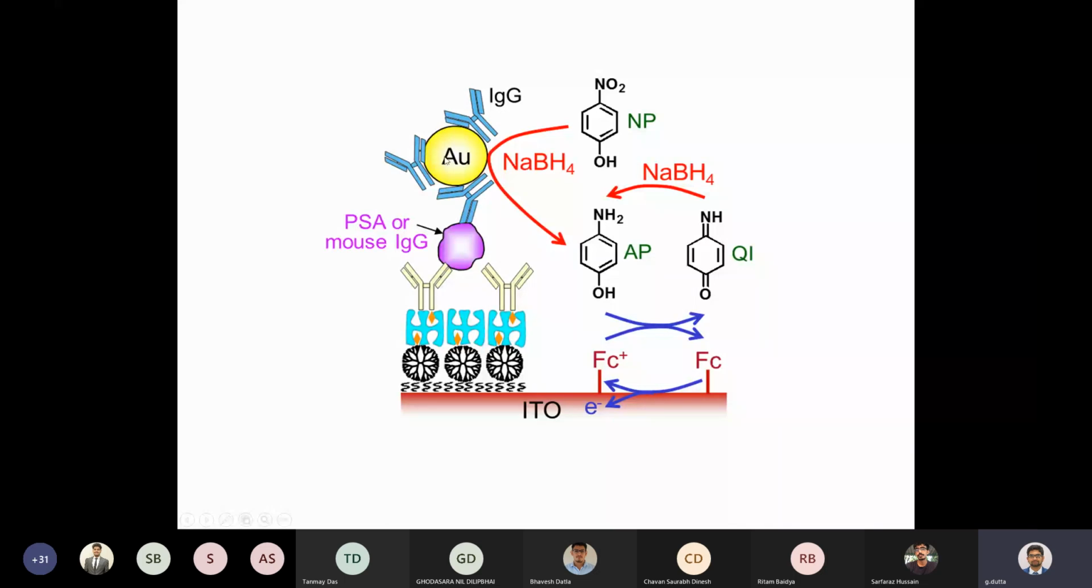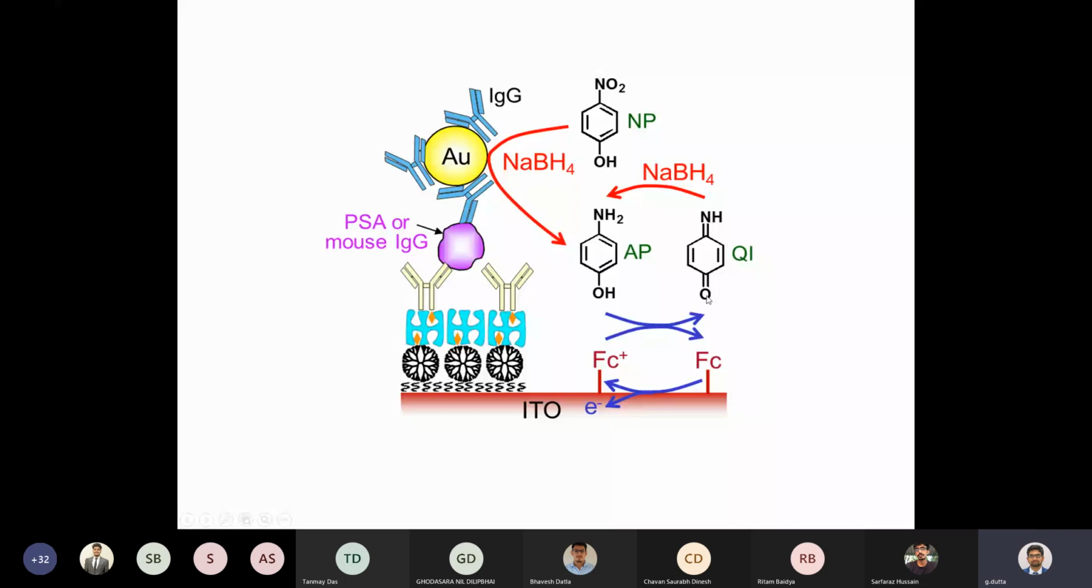So how can you increase the gold nanoparticles? If you have more target. If your target concentration increases, you will get more gold nanoparticles. If you get more gold nanoparticles, then more AP will form on the surface, and more AP means more electron transfer to the transducer. So your output, in the form of current or charge, will be increased. If the target concentration increases, you will get more current, more charge.